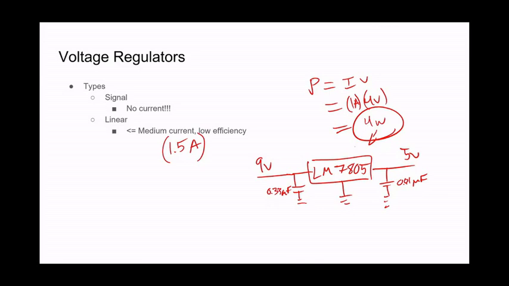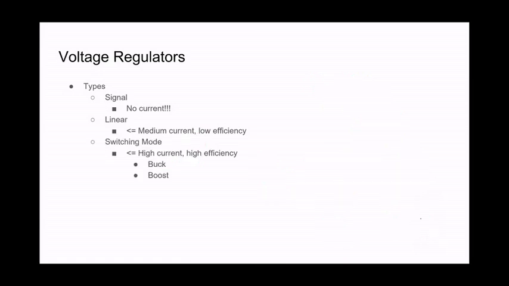In terms of efficiency, of the 9 watts that we're using, we're burning off 4, so we only get 5 watts. So 5 watts divided by 9 watts is a little over 50% efficiency. That's pretty awful. Let's talk about switching mode power supplies.